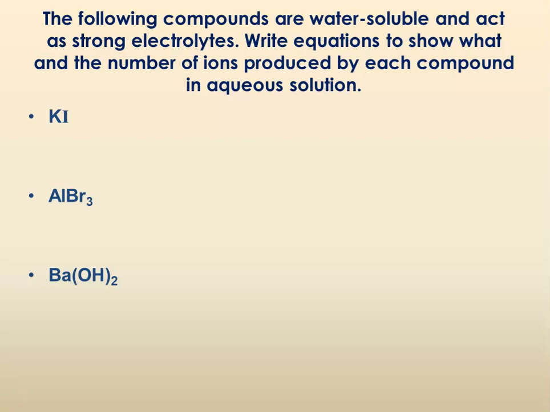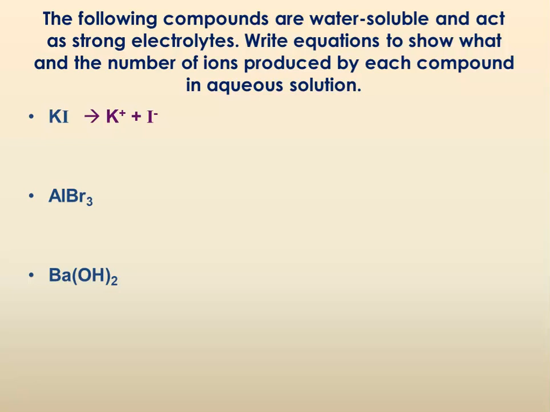So in KI, potassium iodide, we would have a cation and an anion. The cation would be potassium, the anion would be iodide. If we go to our periodic table, because potassium is in group 1, it has a +1 charge. Iodide is in group 17, it has a -1 charge. We only had one of each, so that is a balanced equation.